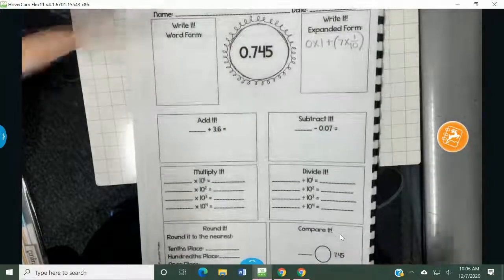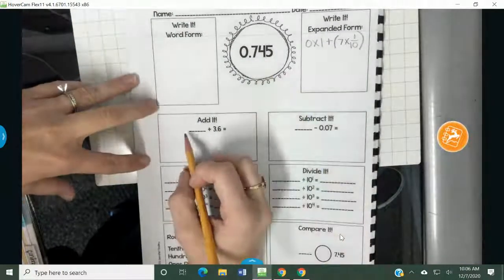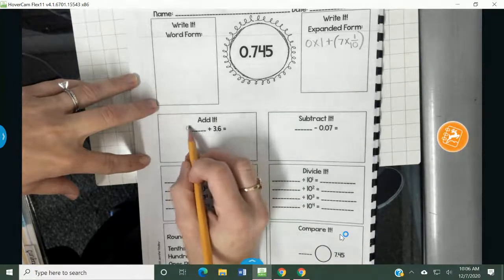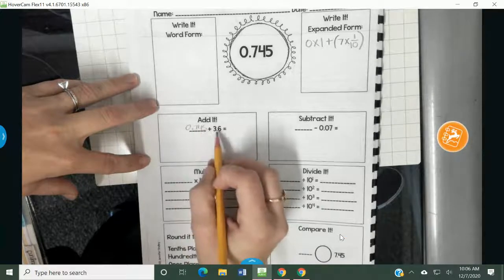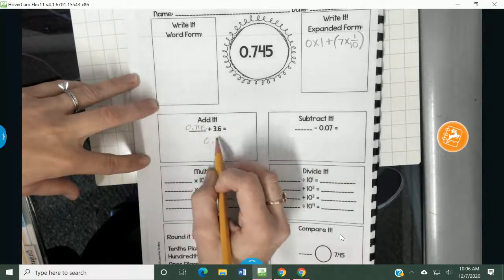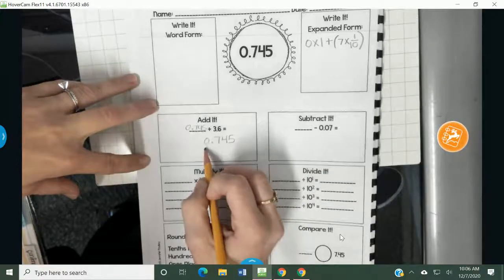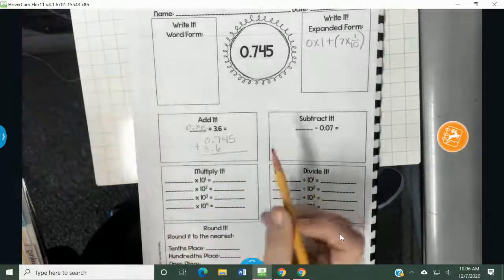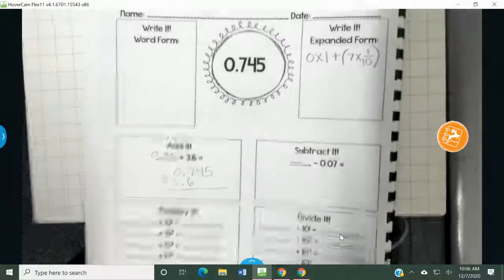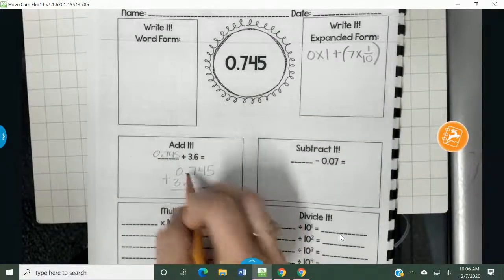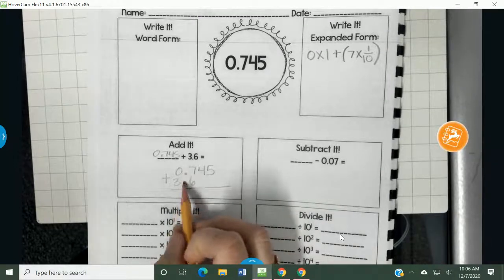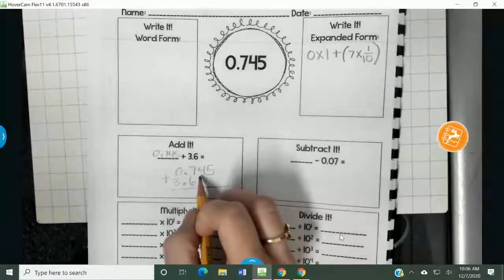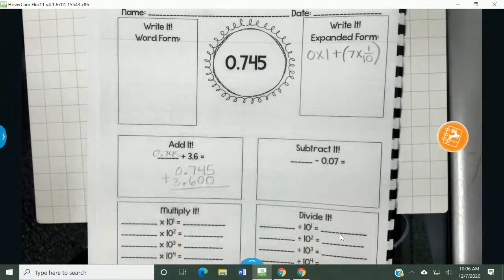Remember when we add, we're going to go ahead and stack by lining up the decimals. So I'm adding my 0 and 745 thousandths to 3 and 6 tenths. So if you stack that, which I need you to, it's going to look like this. The reason why it has to be lined up like this is because the rule is to line up the decimals. That's going to ensure that you get the correct answer. If the decimals are lined up, the other digits will fall into place. If there are blank spots here, just put in zeros so you know how to add.